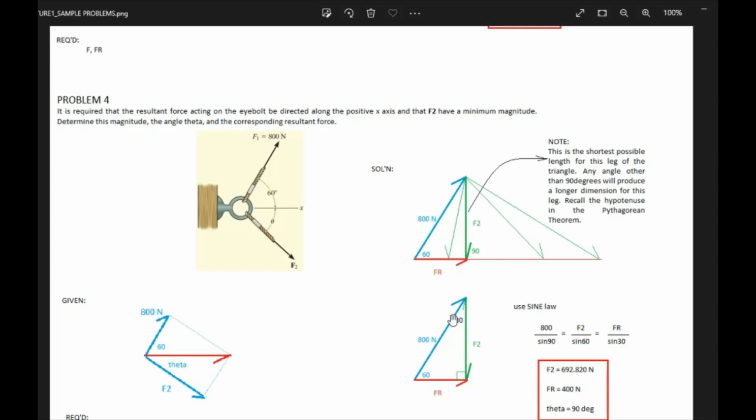So, ayan, pindot ka sa calcu, you will arrive at these answers. F2 is 692.82 newtons. FR, the resultant force is 400 newtons. And theta, ano ba si theta? Ito siya, no? Yung angle ni F2. Alright, which is 90 degrees. So, ayun guys, ito na yung sagot.